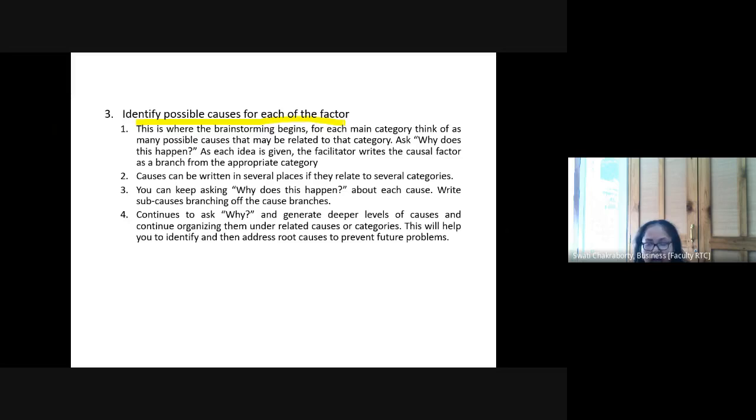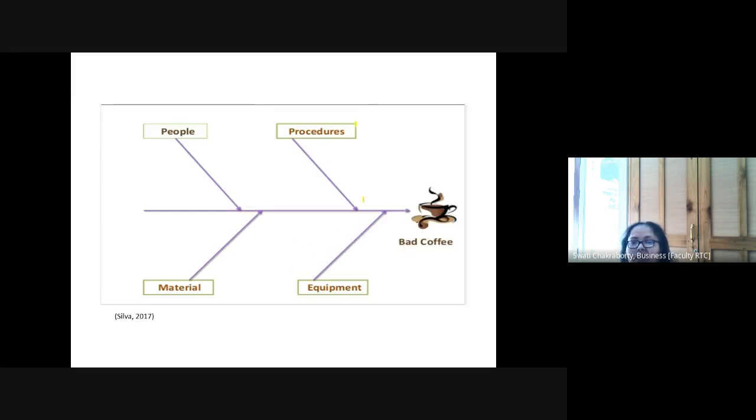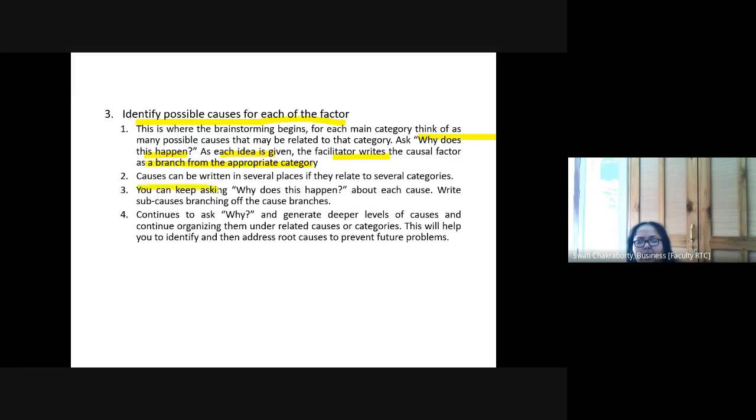This is again where brainstorming happens for each main category, where we need to think of as many causes as possible that may have affected that factor, asking, for instance, why does this happen? As each idea is given, the facilitator writes down the causal factor as a branch of that category. Say for instance, if you take up procedures, what are the factors? Start noting down. Again, people, then material, then equipment. So you can keep asking, why does this happen, about each of these factors. We take up each factor and ask what are the causes and why does this happen?